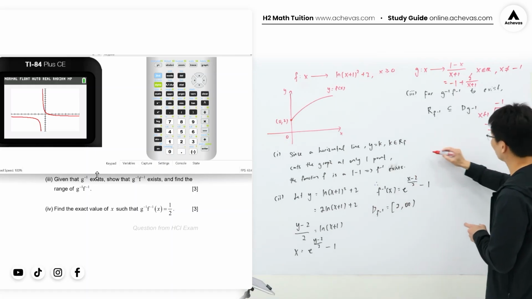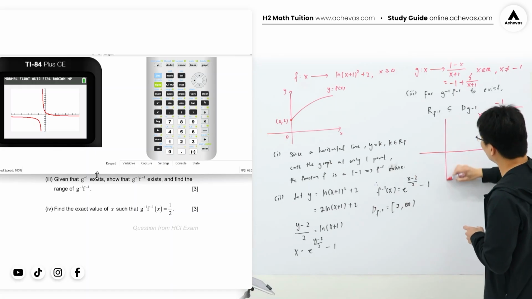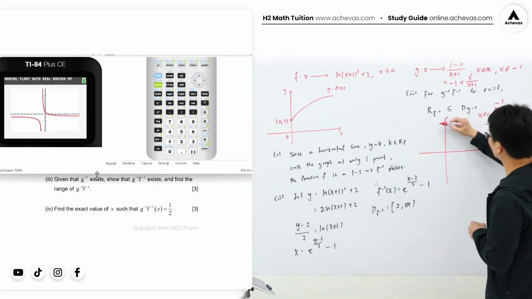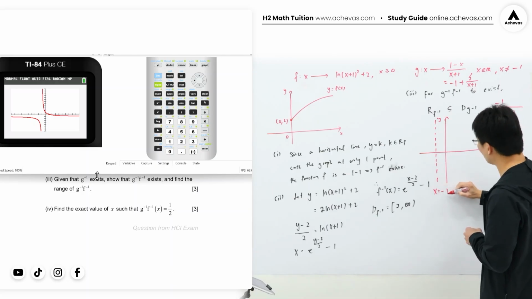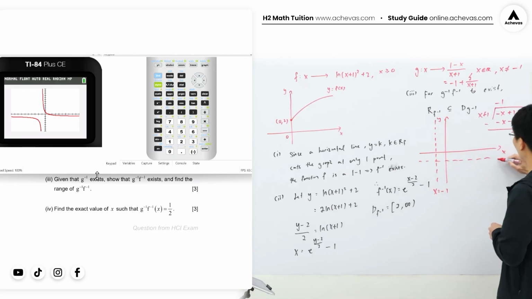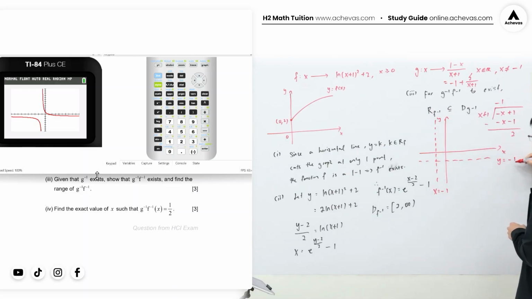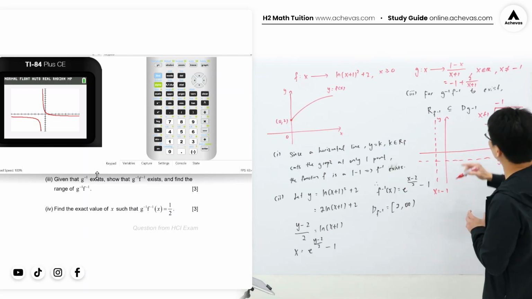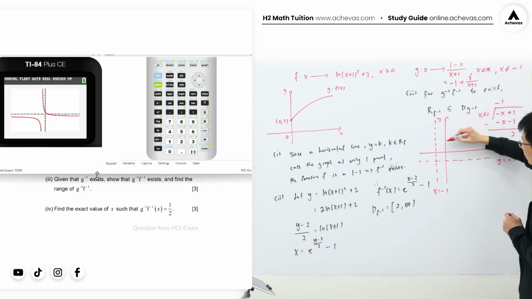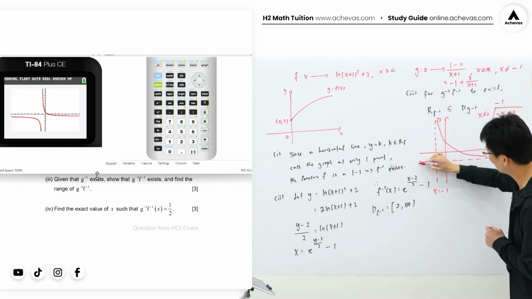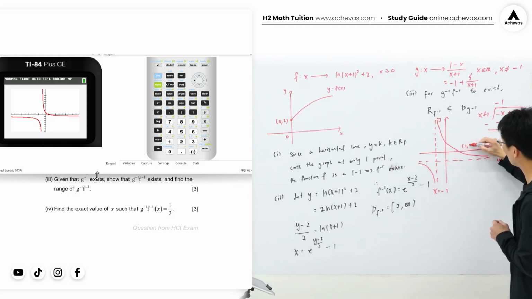I'm going to sketch it here. So this will be my graph of my G(x), x, y. So this will be my vertical asymptote x equal to minus 1, and horizontal asymptote at y equal to minus 1 also. So when x equal to 0, I'm going to find where the curve cuts the y-axis. It will be somewhere here. And when y equal to 0, x equal to 1. So I know the graph will probably look something like this, here and here. This point will be (1, 0), and this point will be (0, 1).